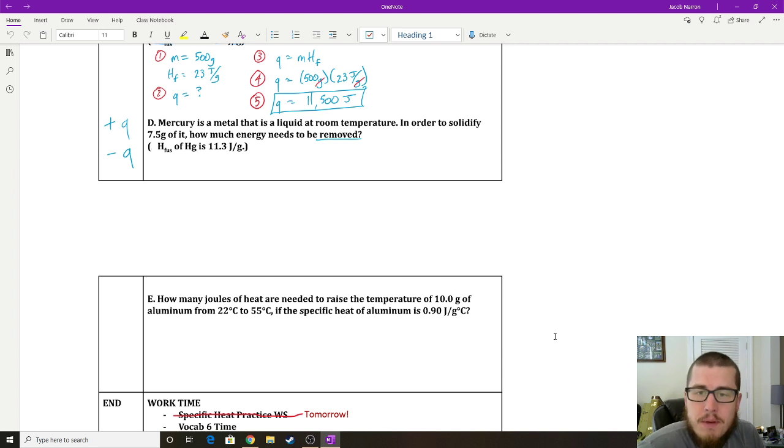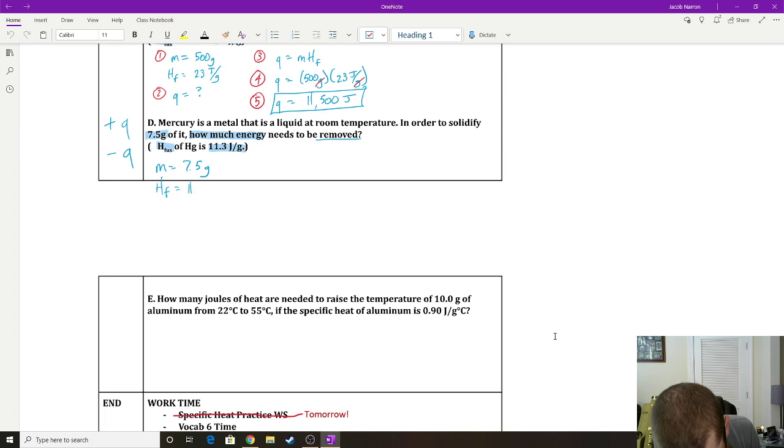I'm not even going to write the steps this time. I'm not going to number them. You should know what they are by now. So let's see what they give me. It's a metal, and in order to solidify 7.5 grams of it, how much energy needs to be removed? They tell me the heat of fusion is 11.3 joules per gram. Wow, that's so helpful. So mass equals 7.5 grams.